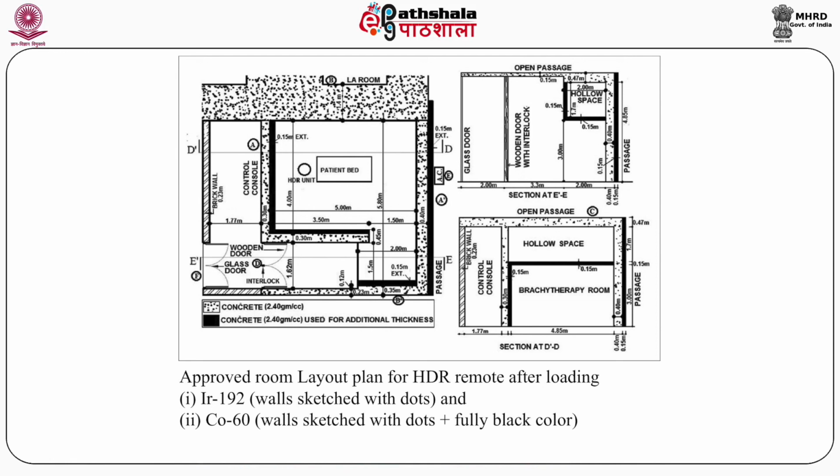Mostly iridium-192 and cobalt-60 sources are used in high dose rate machines. Earlier, in low dose rate, cesium-137 sources were used, which in most of the cases, most of the centers have now discarded the low dose machines. Now mostly high dose rate brachytherapy machines are used.